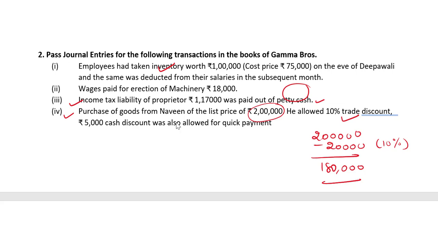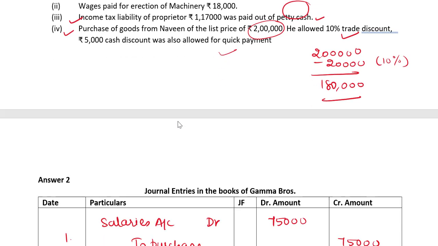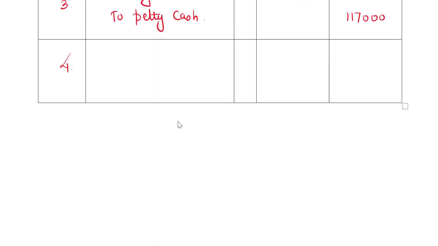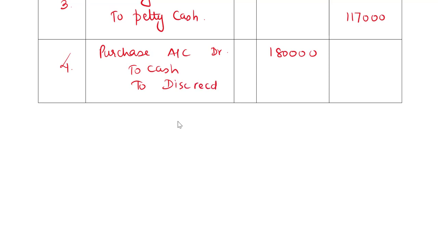5,000 cash discount was to be also allowed for quick payment. Okay, no problem, Naveen. But we will record it at 1,80,000. So this purchase is from Naveen. Purchase account debit 1,80,000. Cash discount is 5,000. So we will write discount received. We had received the discount of 5,000 and 1,75,000 will go to cash payment. As cash payment we will record it.